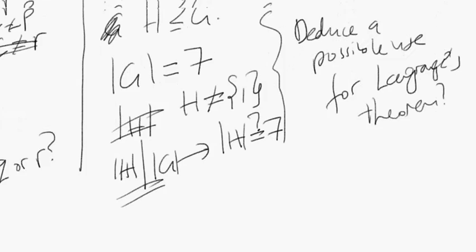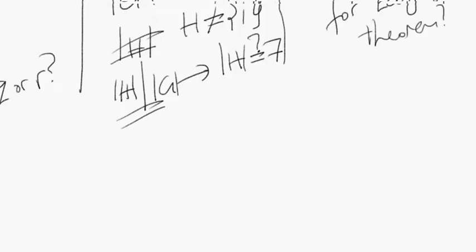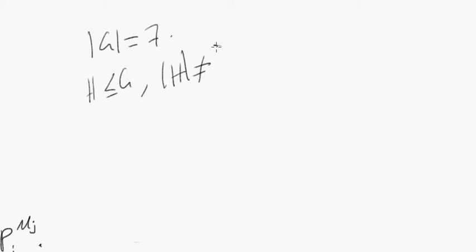Well, what other possible uses are there of Lagrange's theorem? Let's go back to an example here of the order of G equal to 7. Suppose that the order of G actually equals 7, and we know that some subgroup H of G has order of H not equal to 1. That is, it's not the identity group. So it's some group bigger than that.